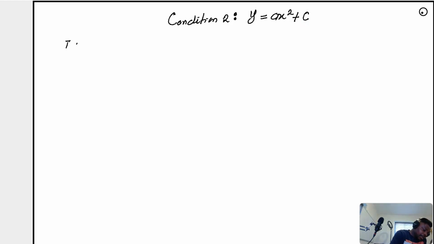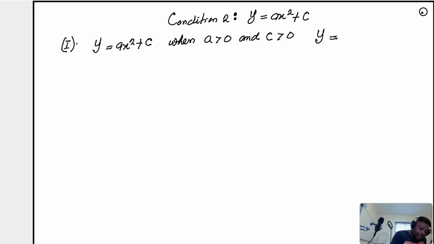So the first one is, y is equal to ax squared plus c. We want to consider when a is greater than 0 and c also is greater than 0. So when a is greater than 0 and c is greater than 0, you have questions like this: y is equal to, let's say, 2x squared plus 3. You understand that? Or you have y is equal to x squared plus 3. Because you can see a here is 1, greater than 0, and c here is greater than 0.